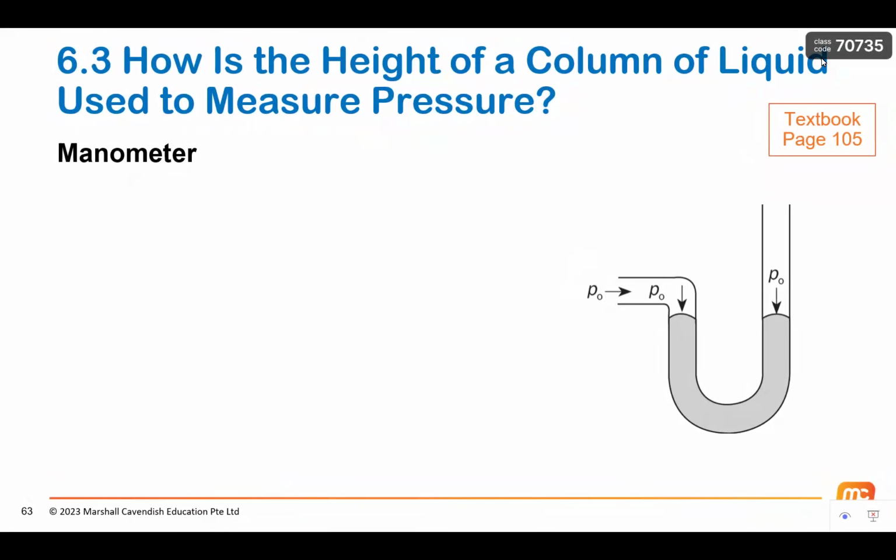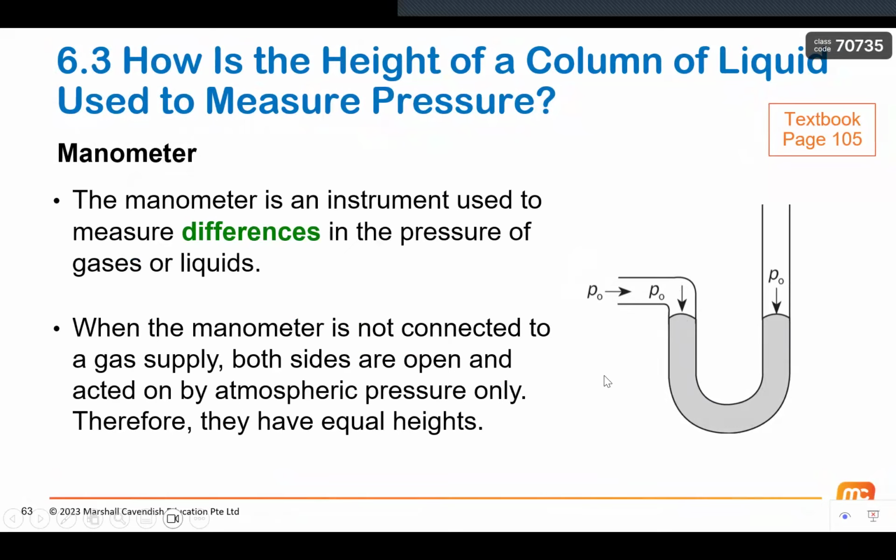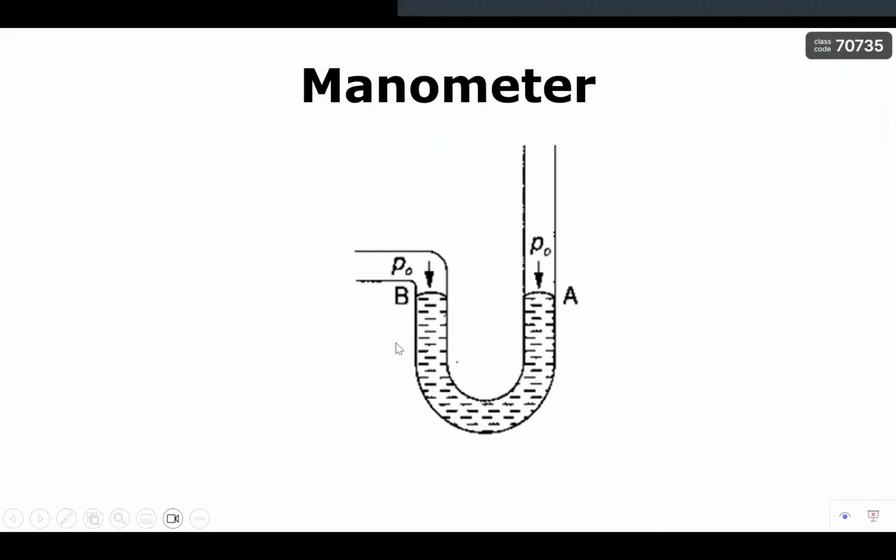Okay, so a manometer looks like this. It's just a tube shape with liquid inside, and it's usually used to measure the pressure difference between both sides of the arms. This is the normal case, where there is a liquid inside the manometer, but both sides are not connected to any supply. So initially, the only pressure that acts on surface A and B is the atmospheric pressure, because both of them are exposed to the atmosphere.